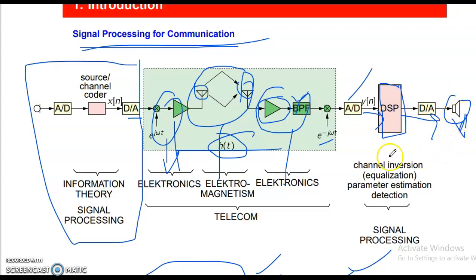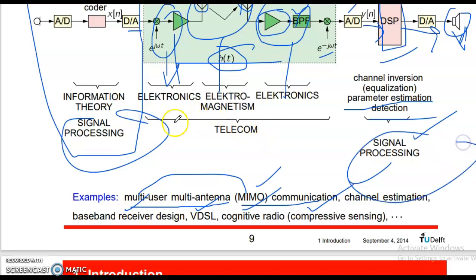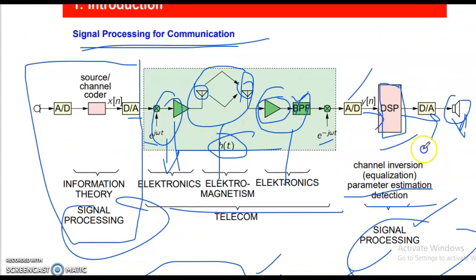Example, speaker. Channel inversion, equalization. Parameter estimation, detection, signal processing. Here signal processing. This is the information theory. Signal processing. This part full. This part full telecom. Okay.